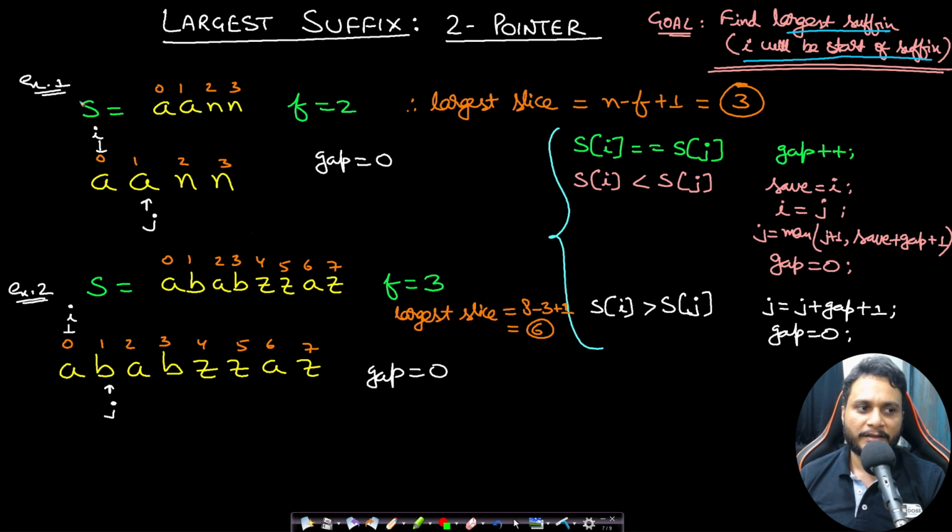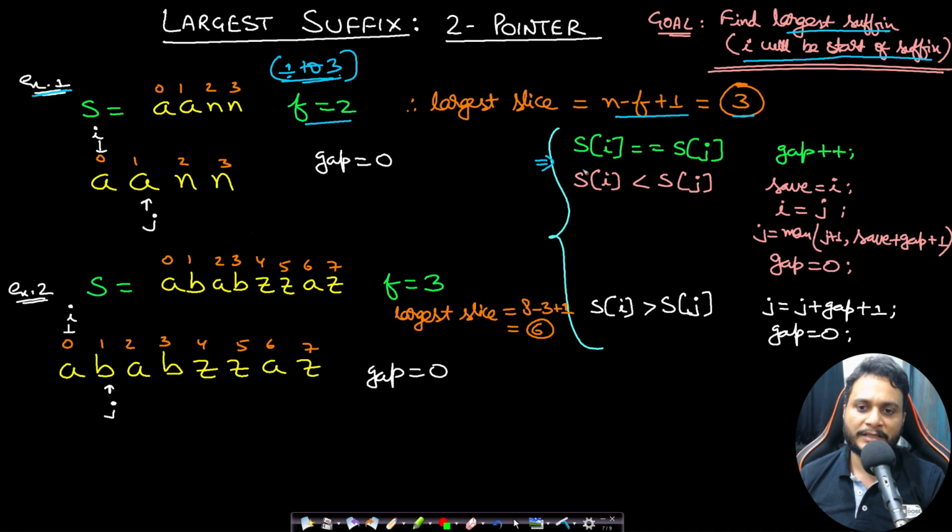So initially, if you take example number 1, I have taken a simple example, AA, with 2 friends. That means I can only make one slicing, and you know the range of maximum slice size is going to be from 1 to n minus f plus 1, which is 3. That means 1 to 3. Minimum is 1, maximum size is 3. So what do I have to do?